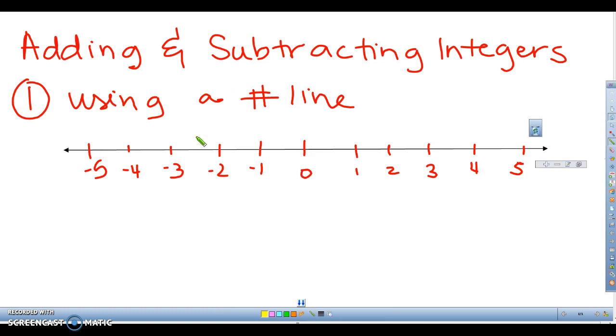For a negative number, I'm going to move that many spaces to the left. If it's a positive number, I'm going to move that many spaces to the right. And wherever I end up will be my answer.